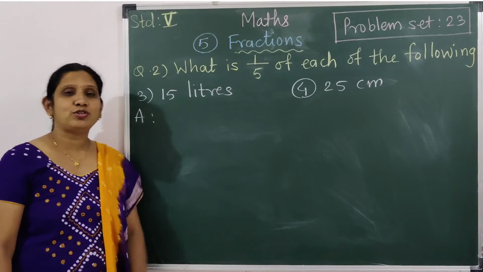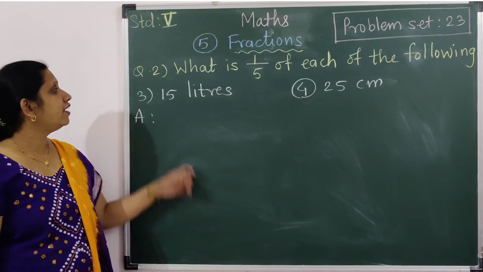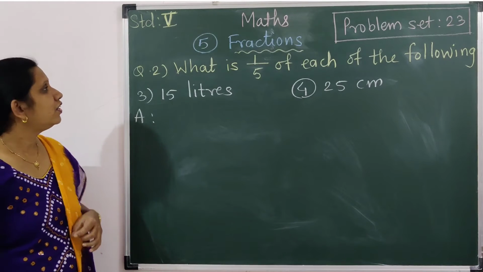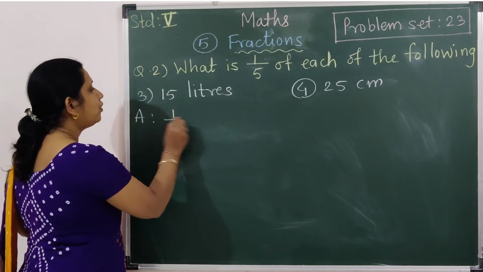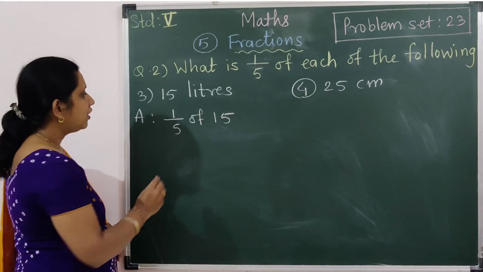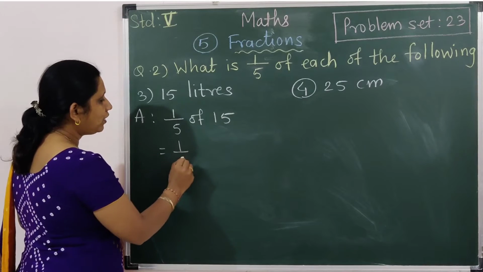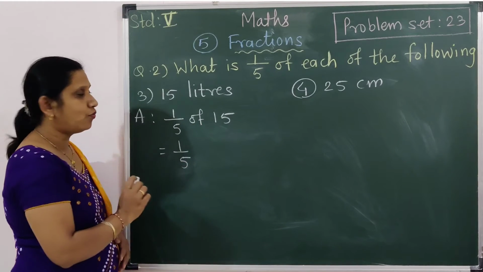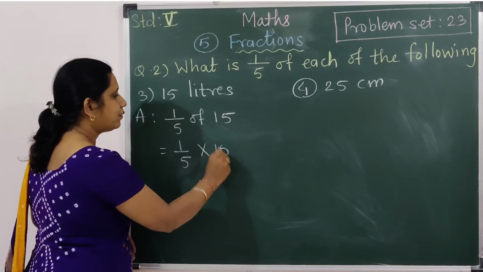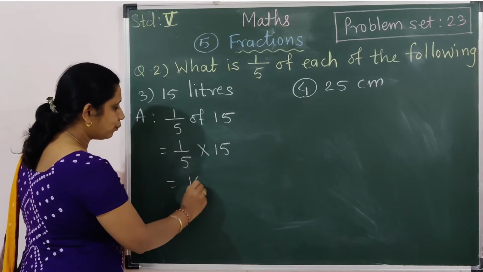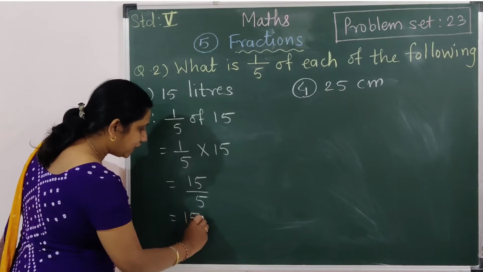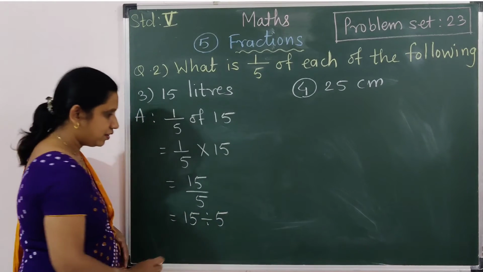Students, let's start to solve example number 3. The number given is 15 liters. So we have to find out 1/5 of 15 liters. This is equal to 1 upon 5. In place of the word "of", we have to use the sign of multiplication, 15. So this is equal to 15 upon 5, or 15 divided by 5.